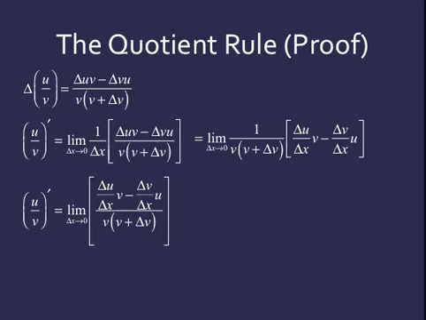As delta x tends to 0, we end up with the final expression: the differential of u over v is equal to u dash v minus u v dash divided by v squared.